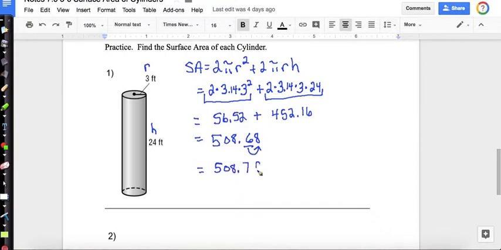Now don't forget your label, feet. What for area? Do you remember the exponent? 2. And we call that feet squared.